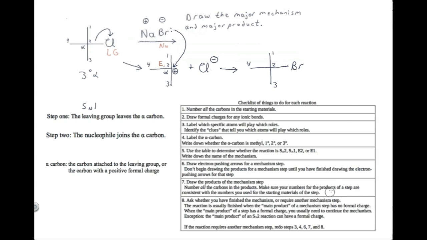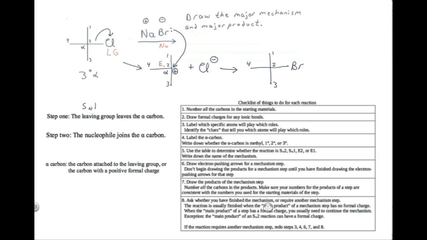So now we're ready to ask again whether we have finished the mechanism or we require another mechanism step. Well, there's a strong clue now that we're done with the mechanism. And the clue is that our main product has no formal charges. When the main product has no formal charge, that's a strong clue that you're done with the mechanism. That's a rule that's especially useful in the first semester of organic chemistry.